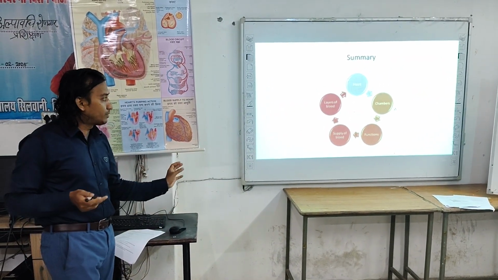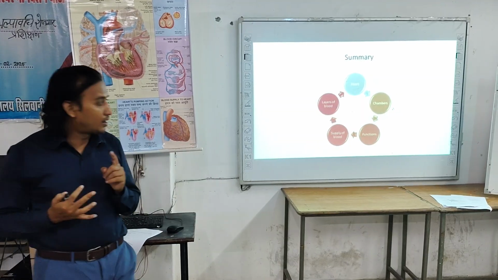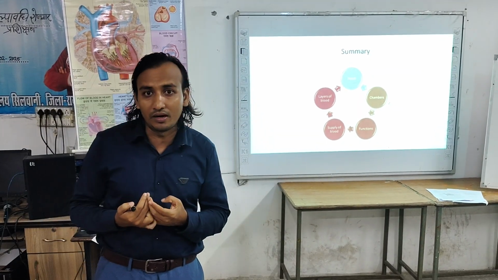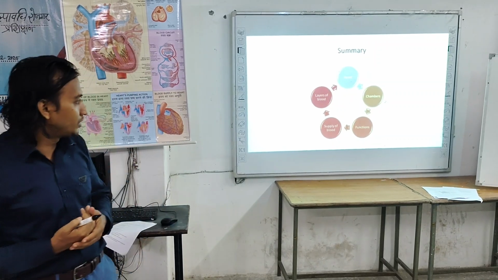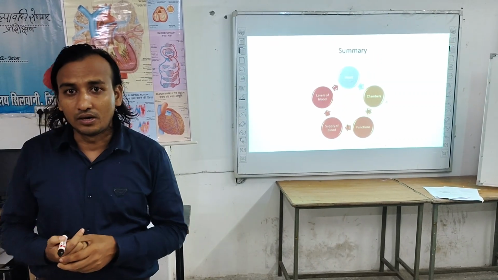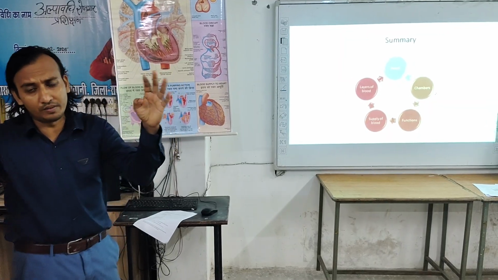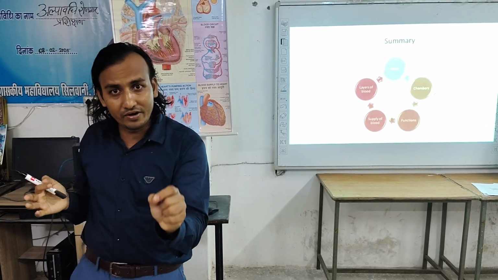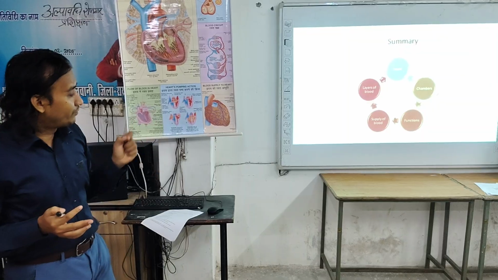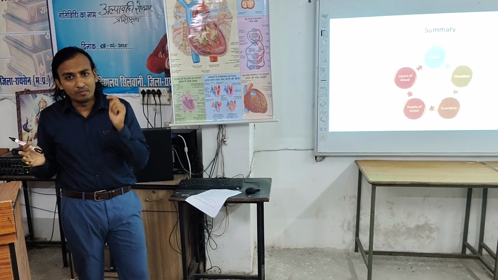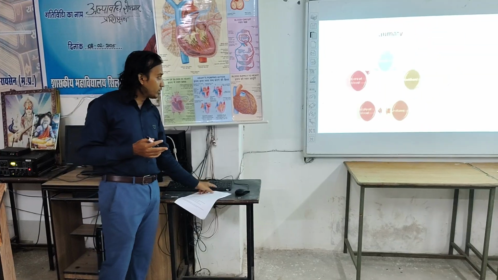So we will come to the summary. We have learned about the heart structure, then the chambers, and the different layers of the heart. Then we came to the functions of the heart and the supplies of the heart. There are four chambers: right atrium, right ventricle, left atrium, left ventricle. There are three layers: endocardium, myocardium, and epicardium.